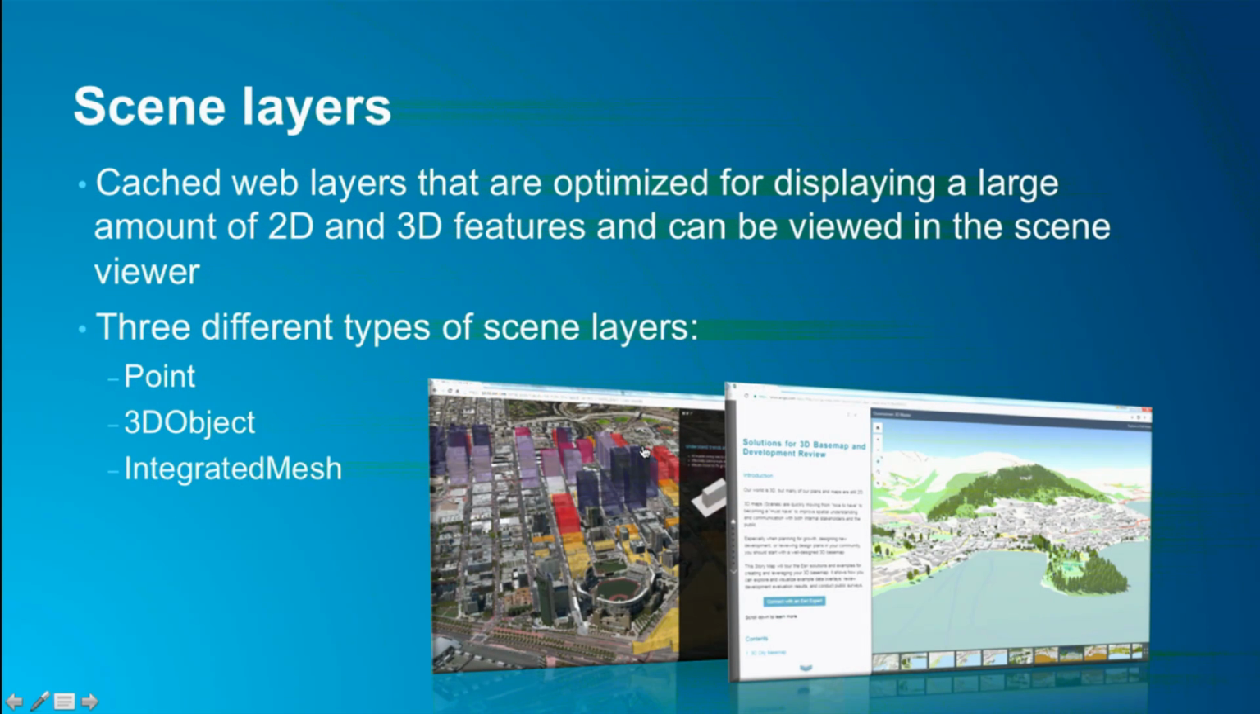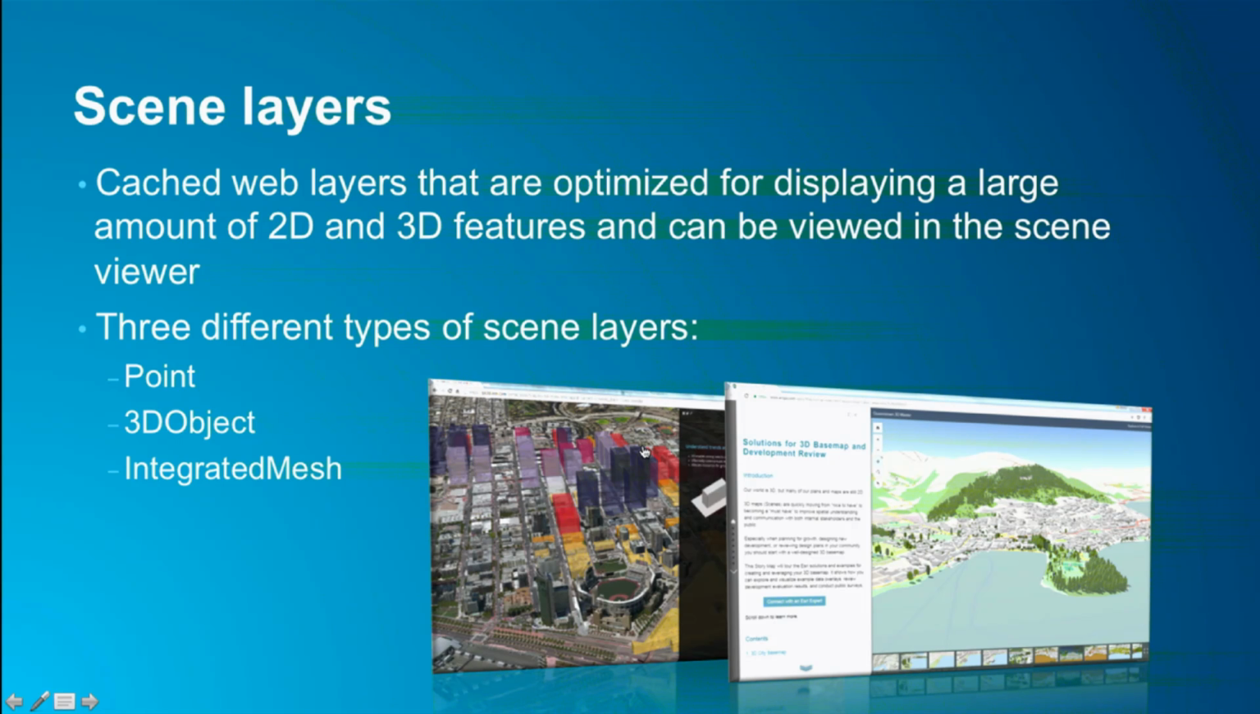So something we've touched on throughout this presentation are the scene layers. And these are the 3D optimized layers that you can use within a web scene or a 3D application. You can bring them into Pro, or you can use them in these online applications. We have an array of different scene layers, like a point scene layer, which can be generated from a scene layer package or from a feature layer.